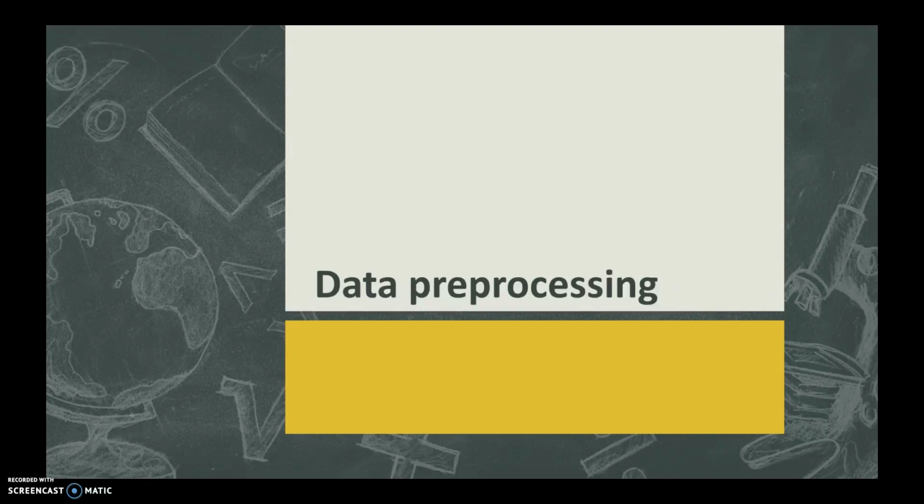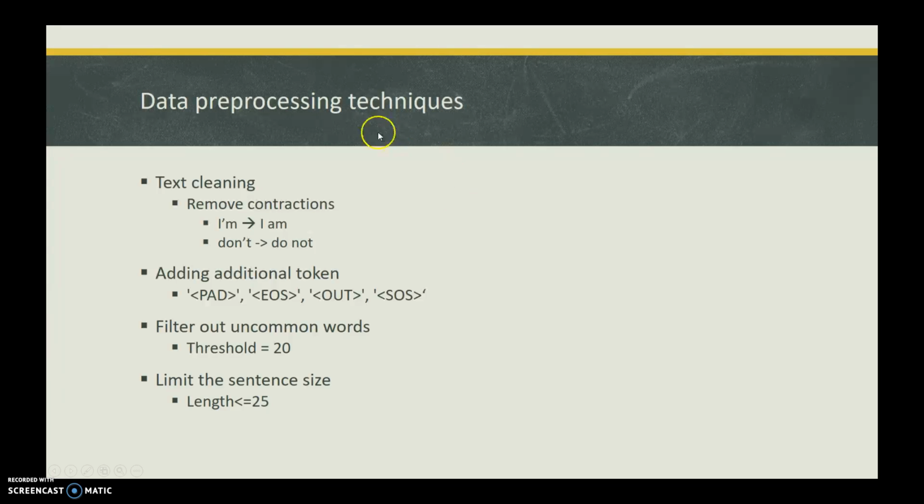So, skipping to the data processing part. In this part, we use some techniques to have the machine learn from the input. The first one is text cleaning. So we expand contractions, like I'm should be understood as I am, and don't should be understood as do not. And if the lengths of the question and answer are not equal, we use padding to make them equal.